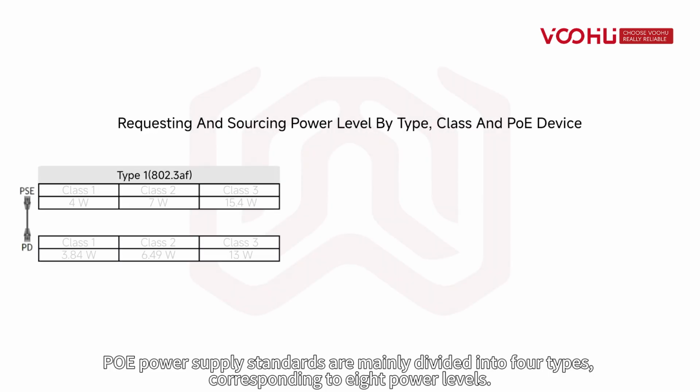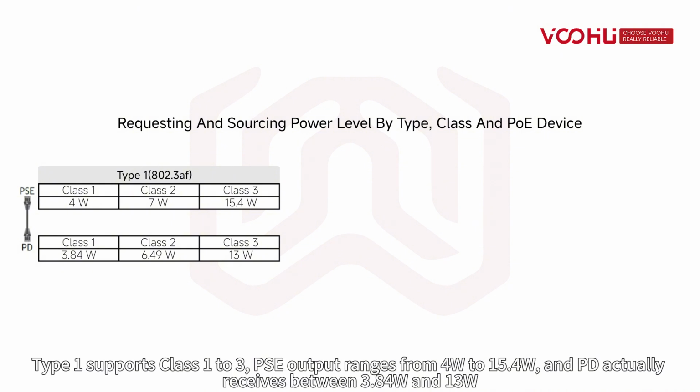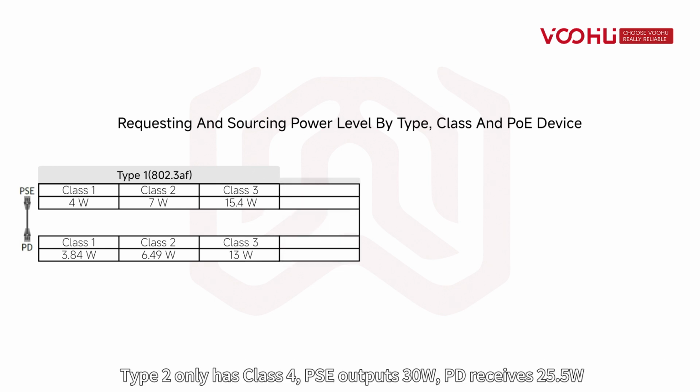PoE power supply standards are mainly divided into 4 types, corresponding to 8 power levels. Type 1 supports class 1-2-3, where PSE output ranges from 4 W to 15.4 W, and PD actually receives between 3.84 W and 13 W. Type 2 only has class 4, where PSE outputs 30 W and PD receives 25.5 W.